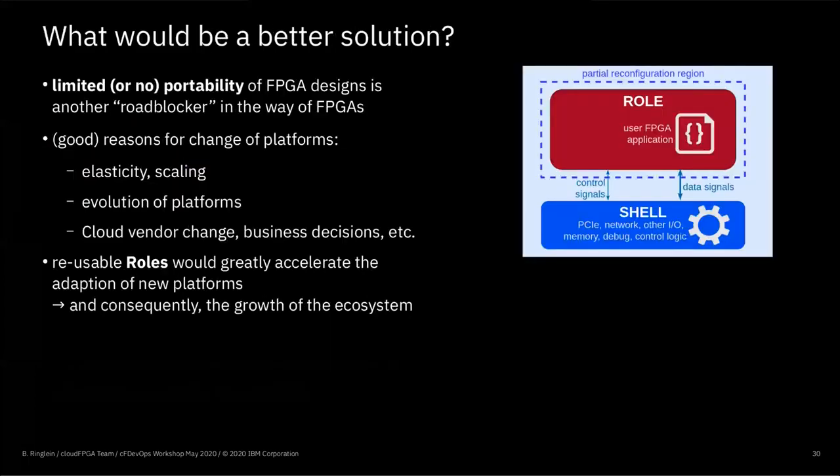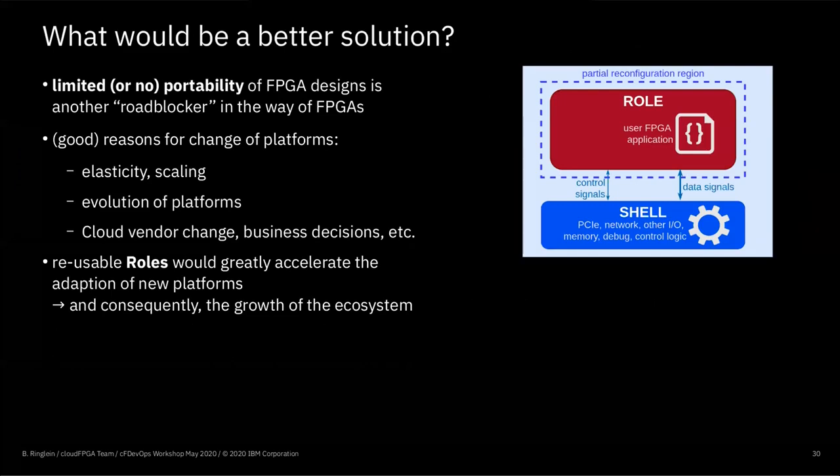So what would be a better solution? Or actually, what are the reasons for this problem? FPGA app developers have a lot of good reasons to change the used FPGA platform. For example, elasticity or scalability of cloud solutions. We have heard by Chris just something about hybrid clouds and so on. Or simply we want to switch to a better platform, and so, yeah, other business decisions.